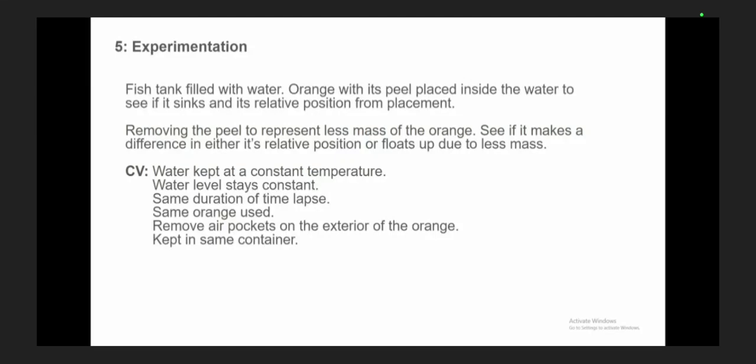So your control variables. Number 1, water kept at a constant temperature. You didn't measure the temperature, Flatzoid, so that's an assumption. Number 2, water level stays constant.